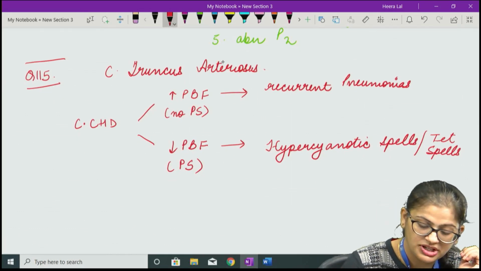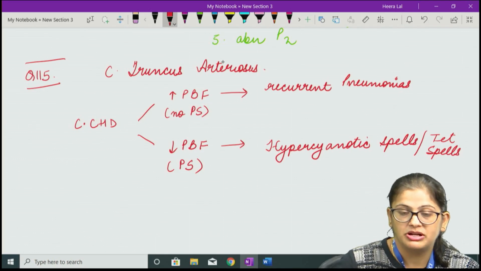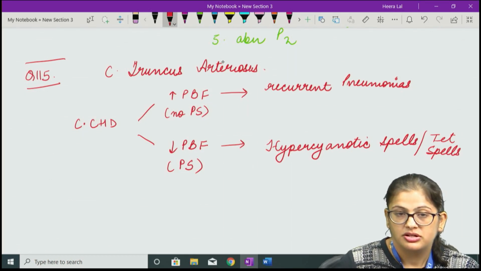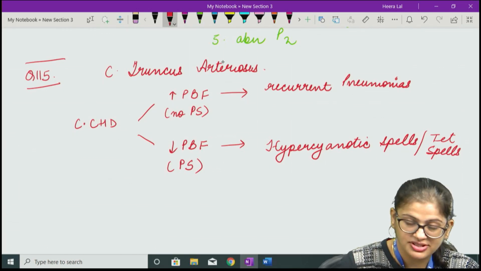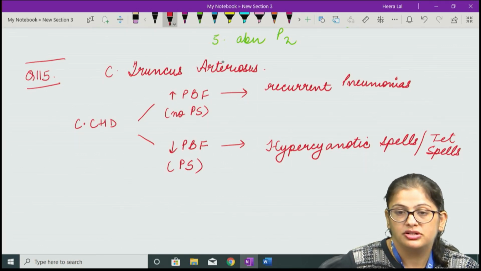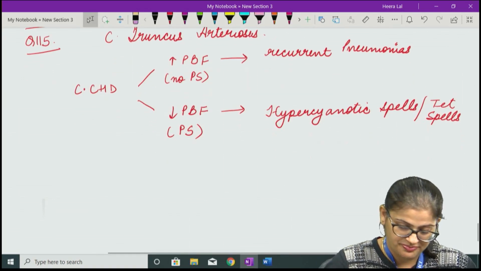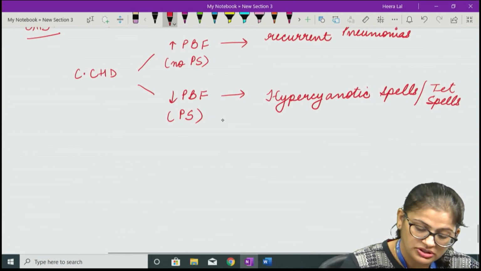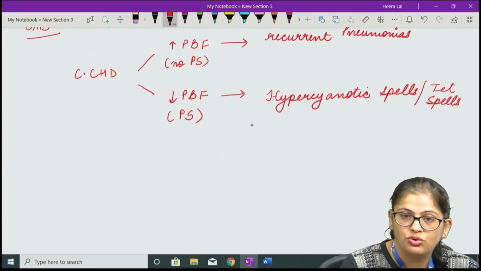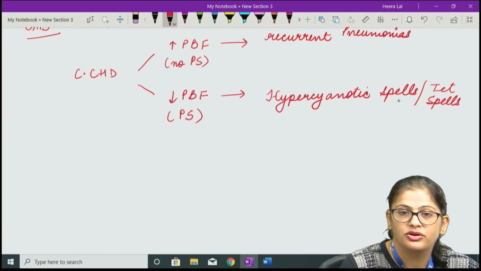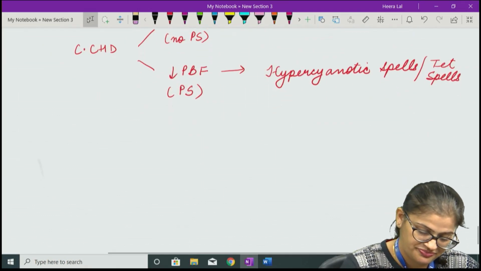So because we know that truncus arteriosus has increased pulmonary blood flow, the correct answer to this question is option number C. Apart from truncus arteriosus, TGA and TAPVC will also have increased risk of recurrent pneumonias if they do not have associated pulmonary stenosis. So conditions like Tetralogy of Fallot will present with hypercyanotic spells or TET spells.